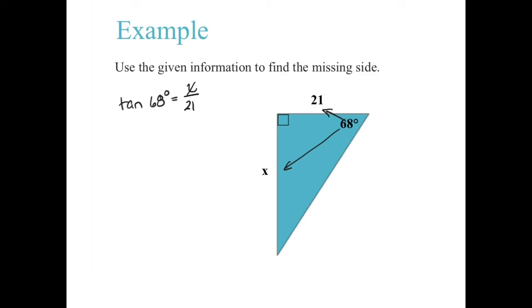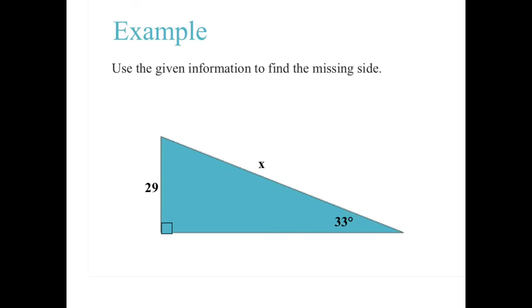So in this case, I'm going to figure out the tangent of 68 first, because it doesn't really matter. So I type in 68 tangent, and I get 2.475 equals x over 21. Now I'm going to multiply both sides by 21 to get x alone. So I'm going to multiply 2.475 times 21, and I see that my solution for x is 51.977. So that's the value of my x side.